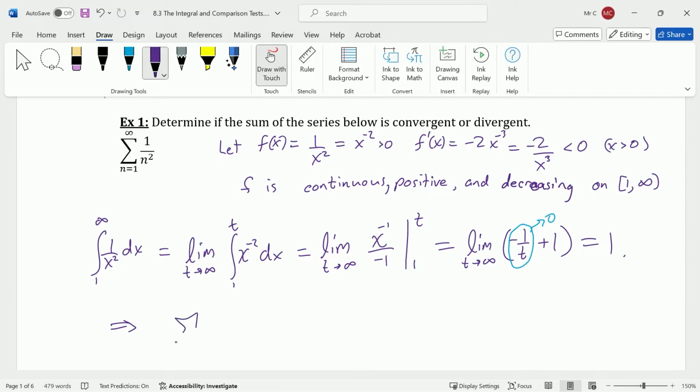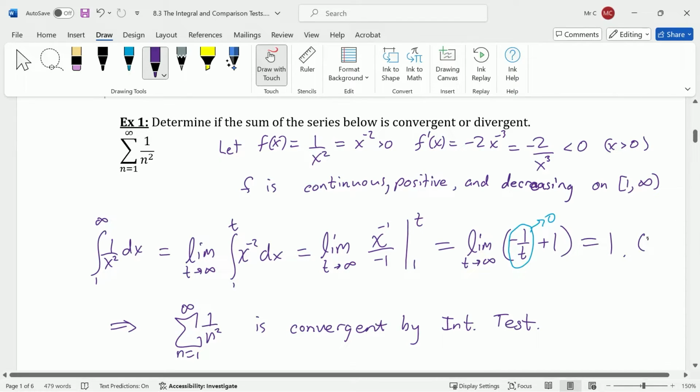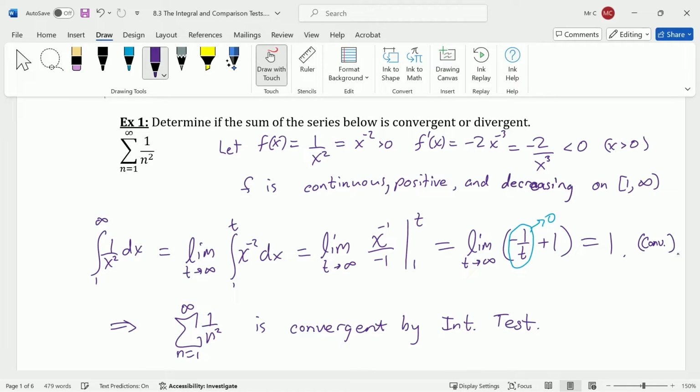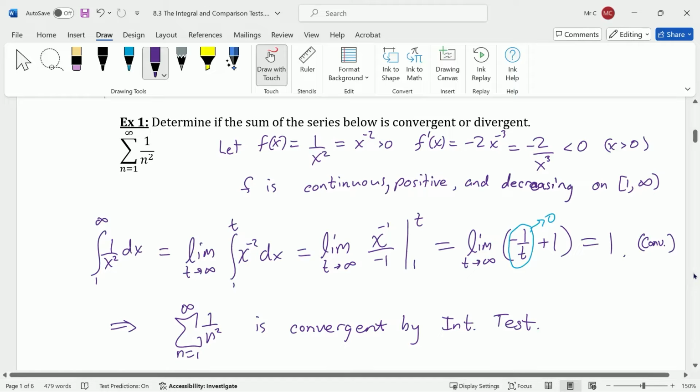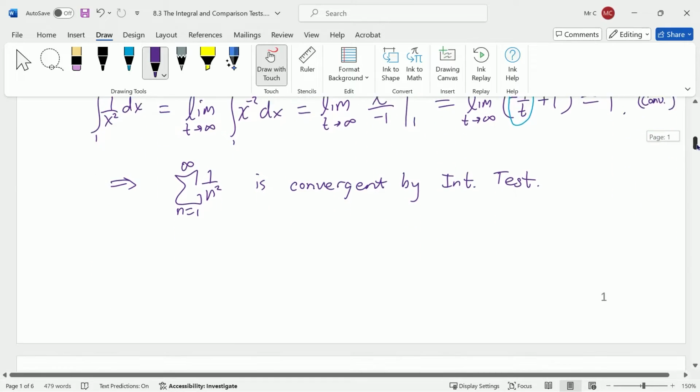That implies that the series from n equals 1 to infinity of 1 over n squared is convergent by the integral test, right? We got that this integral was convergent, and therefore the series is convergent by the integral test. Okay, let's go ahead and move on to our next example.